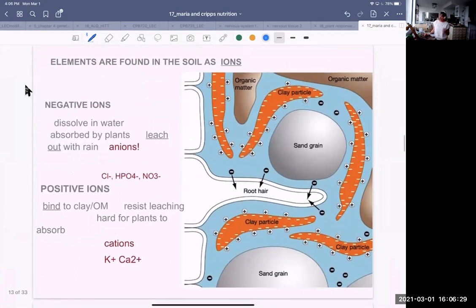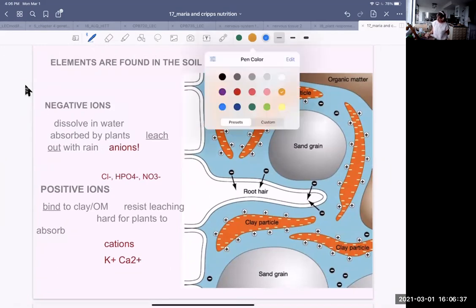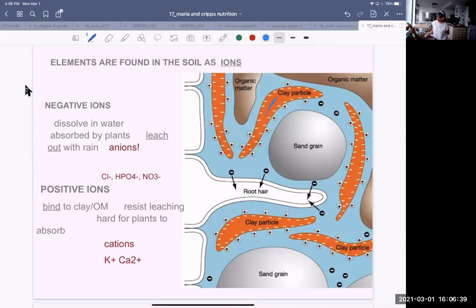So the elements in the soil are found as ions. And I wanted to make this point because this is clay. Oh, that's blue. I didn't mean to go blue.